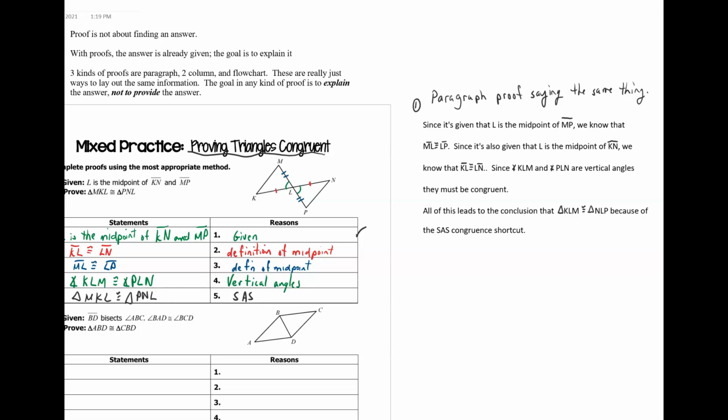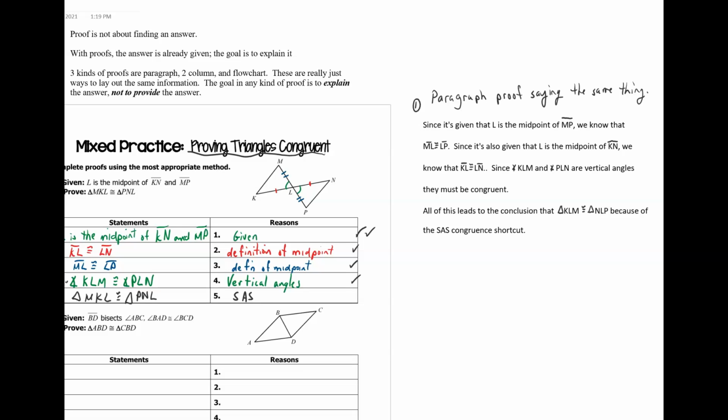So I've said this one. Since it's also given that L is the midpoint of KN, that's also part of this first statement, we know that KL is congruent to LN right here. So that one is said. Here, since angle KLM and angle PLN are vertical angles, it's exactly what we have written right here in the statement. Since we know that they're vertical angles, we've said that they must be congruent. And then finally we say all of this leads to the conclusion that triangle KLM is congruent to triangle NLP because of the SAS congruence shortcut.